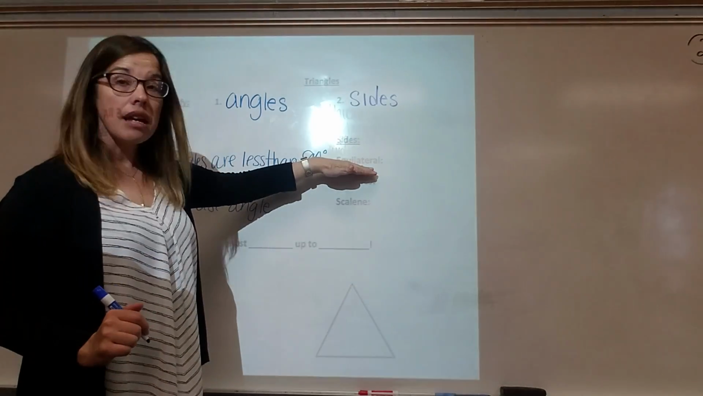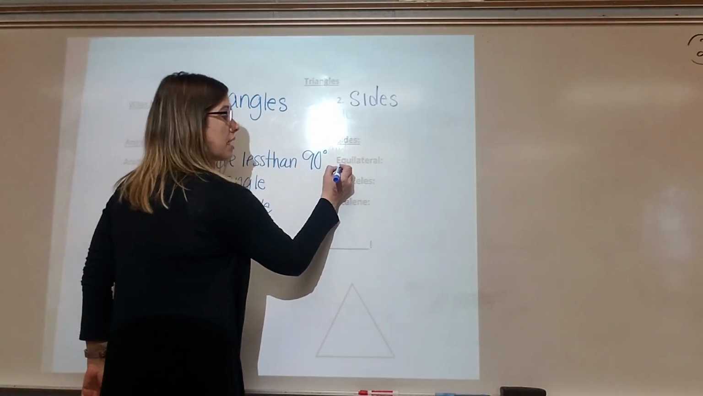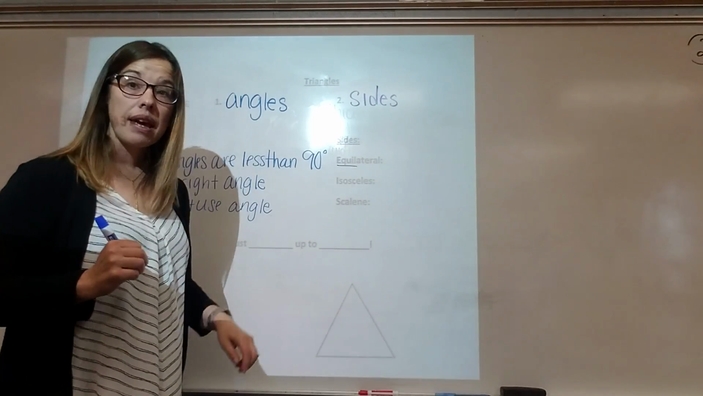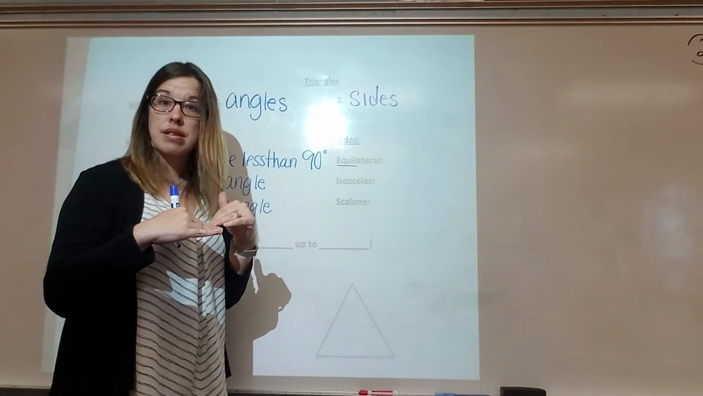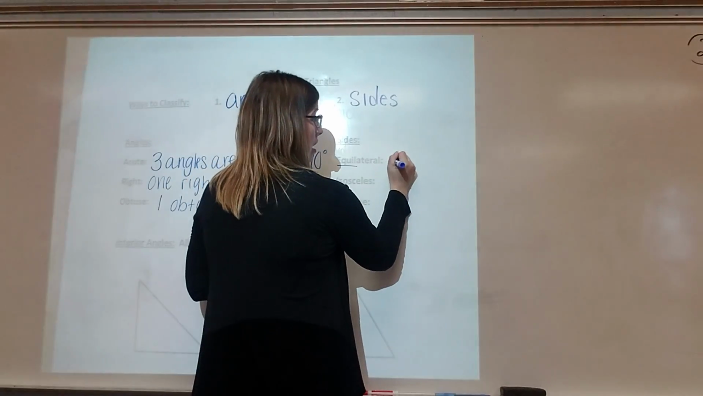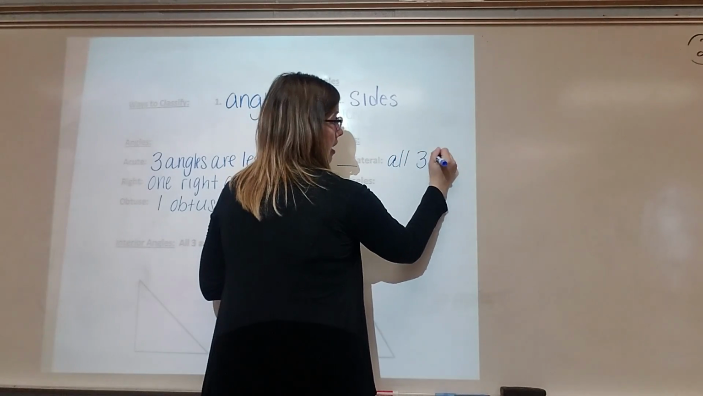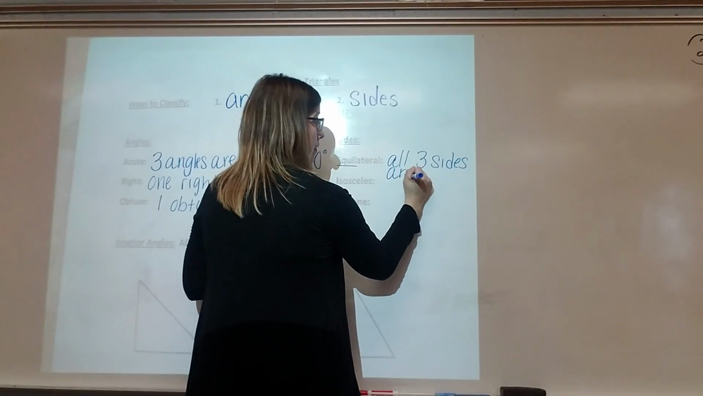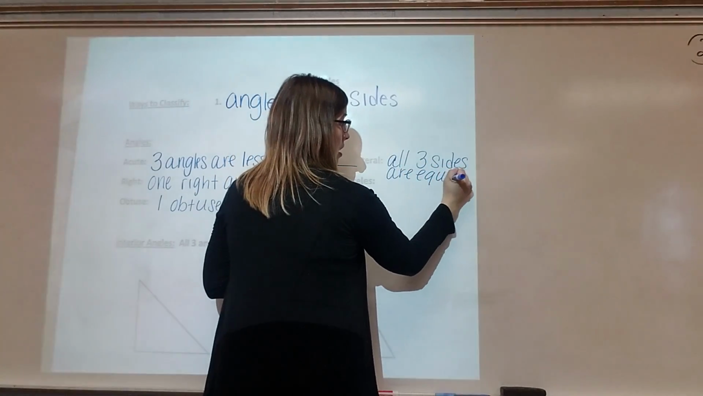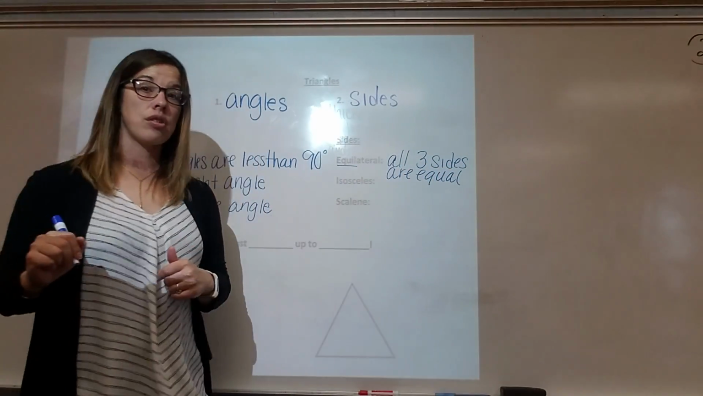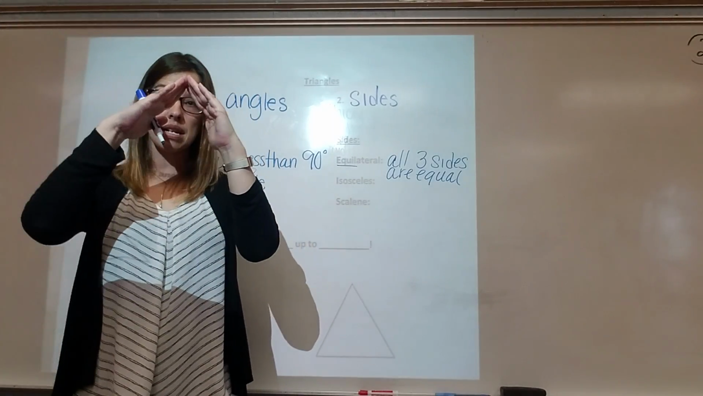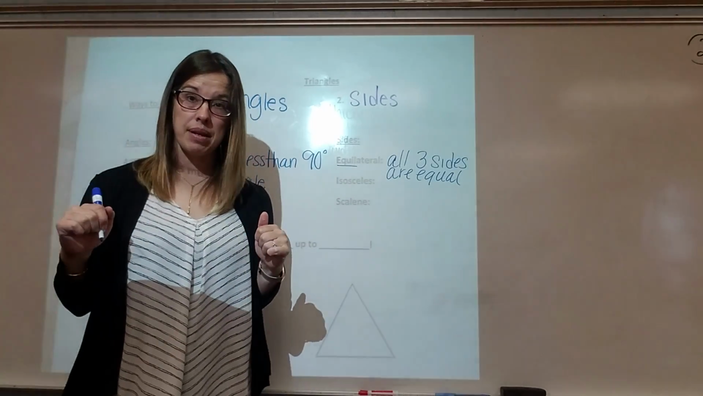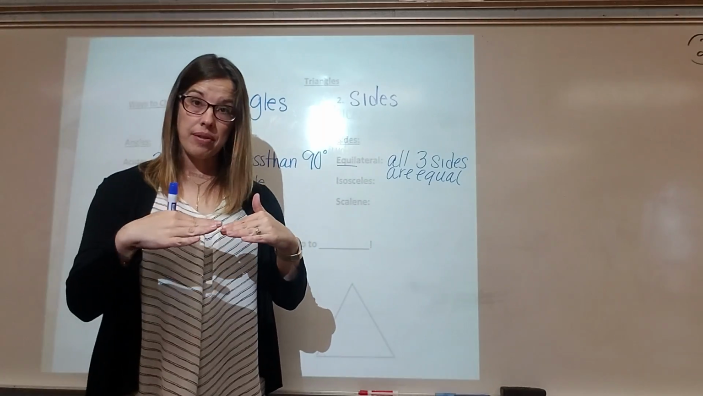Okay? Equilateral triangle. It has that word equal in it. So that means all three sides are the same length. Okay? All three sides are equal. This side's 3 centimeters, this side's 3 centimeters, and this side's 3 centimeters. All three sides are equal.